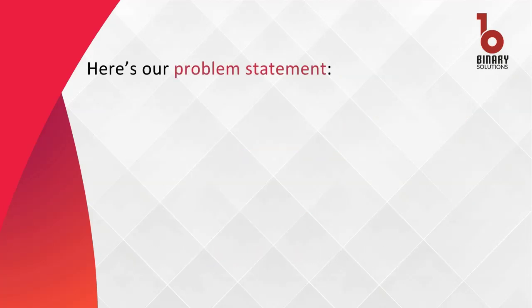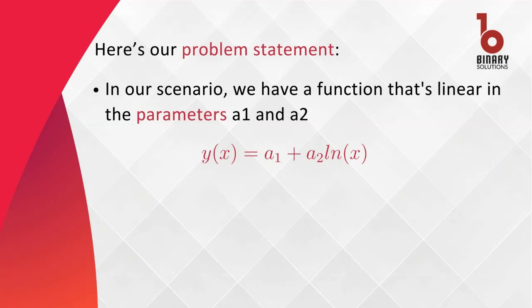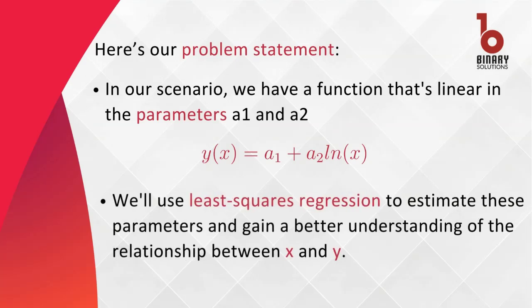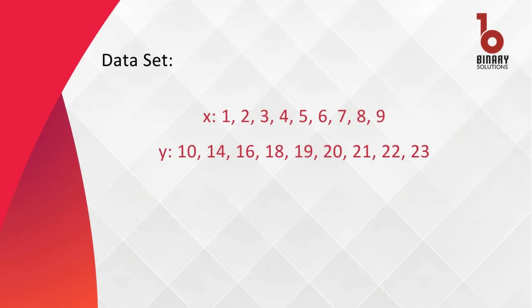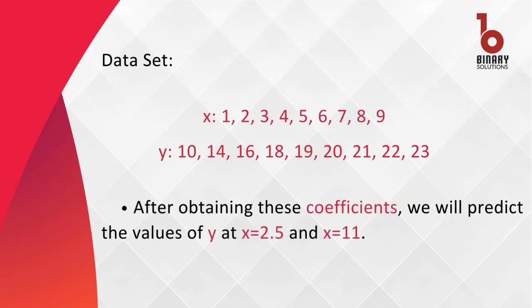Here's our problem statement. In our case, we have a function that's linear in the parameters. Using least squares regression, we'll estimate these parameters to understand the relationship between x and y better. Here is the dataset. Once we have those coefficients, we'll predict the values of y at x equal to 2.5 and x equal to 11.